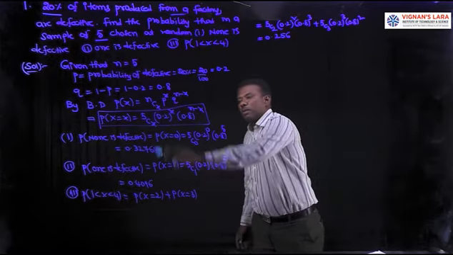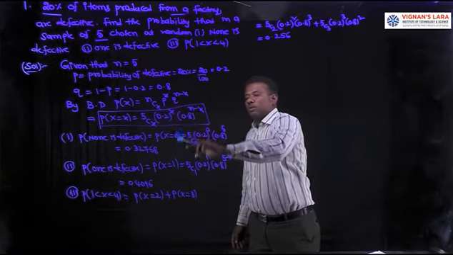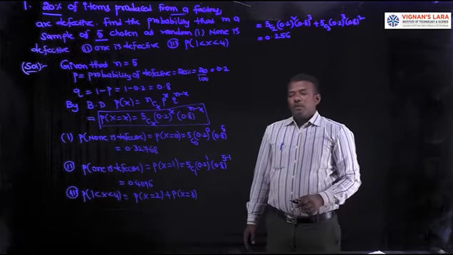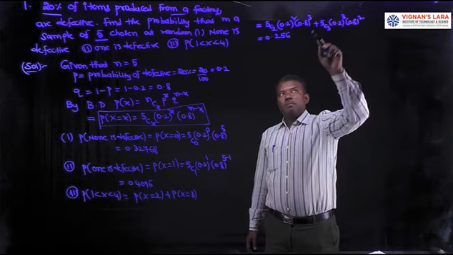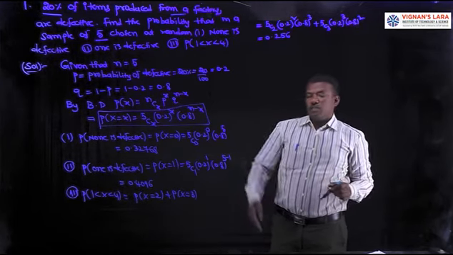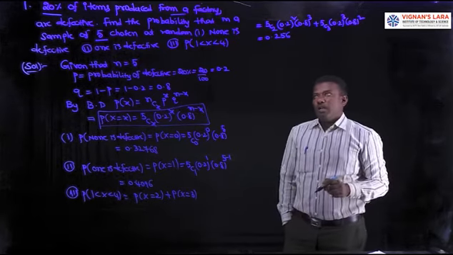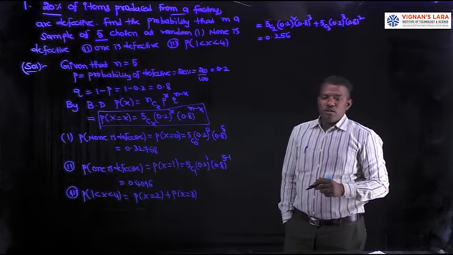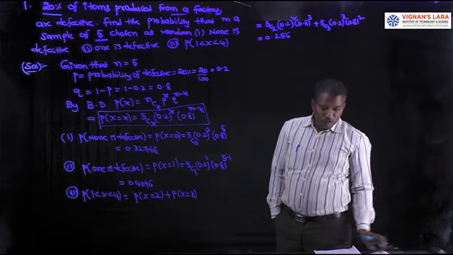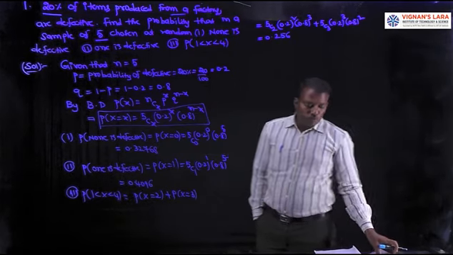X equal to 3 means 5C3 (0.2)^3 (0.8)^2, plus 5C3 (0.2)^3 (0.8)^2 at x equal to 3, and simplify. We get the value 0.256.